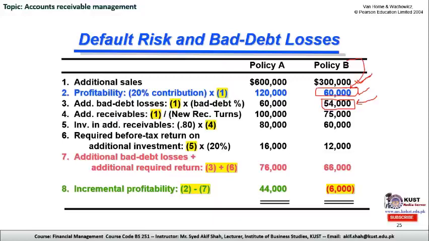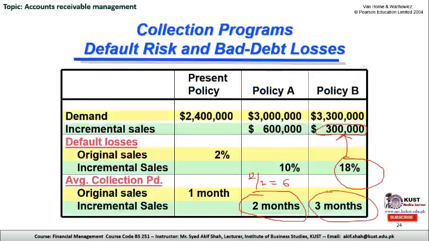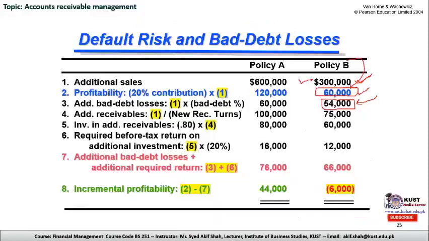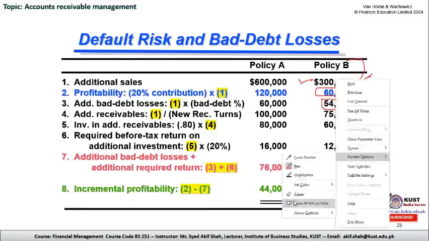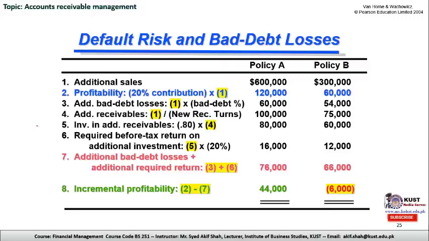$54,000 will be uncollectible, because this turns into the bad debt losses. Once again, for the additional receivable, we have to divide this first value by the new account receivable turnover, and as per the new account receivable turnover, there will be 3 months. So if we divide 12 by 3, we have an account receivable turnover of 4. Therefore, we divide this $300,000 by 4, and we come up with $75,000. Finally, in step number 5, the additional receivables because of policy B are $60,000, as we have already calculated in policy A.